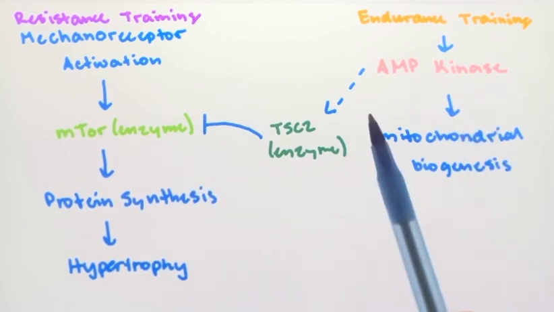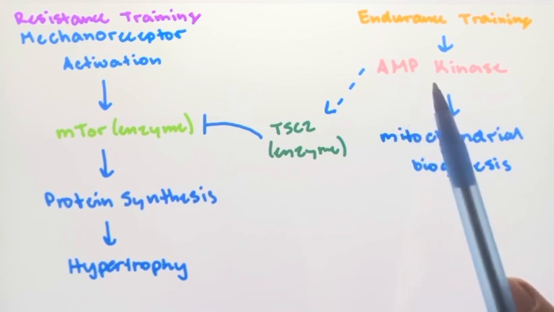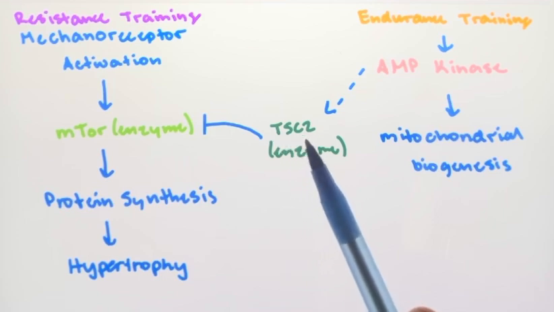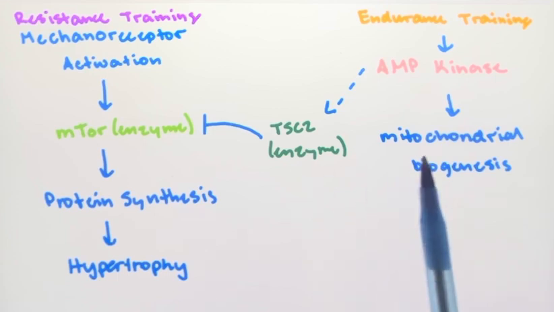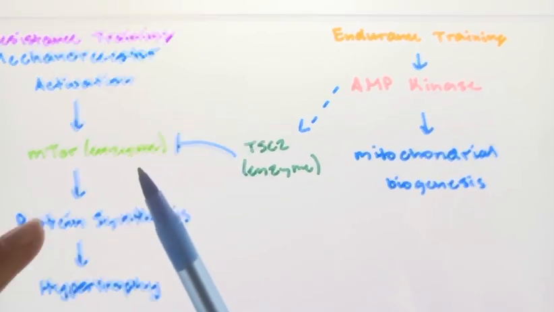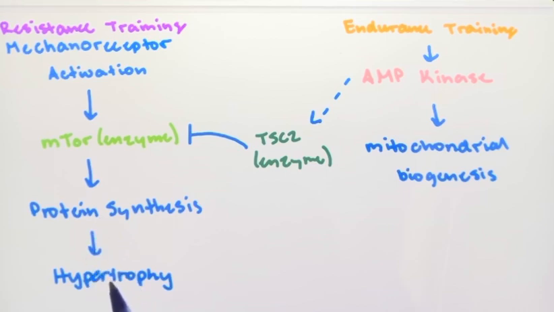How these two interfere is this key enzyme right here that is released by AMP kinase. It's activated by AMP kinase, and it is TSC2. What this enzyme does that interferes between endurance training and resistance training is it inhibits mTOR, the mTOR enzyme. This is important because when this enzyme is inhibited, that means that no protein synthesis can occur, and therefore no hypertrophy can occur, which the main goal of resistance training is to increase our muscle size and strength through hypertrophy.